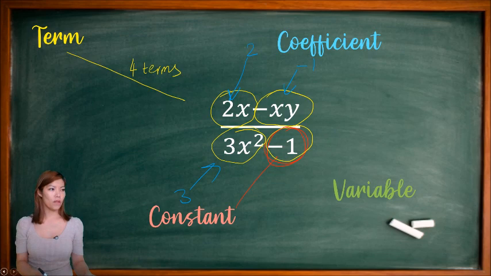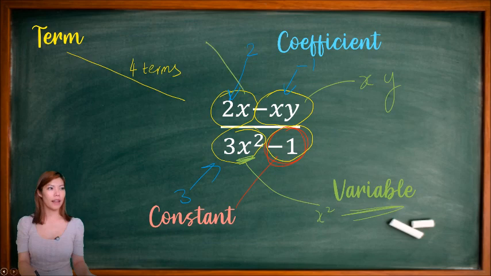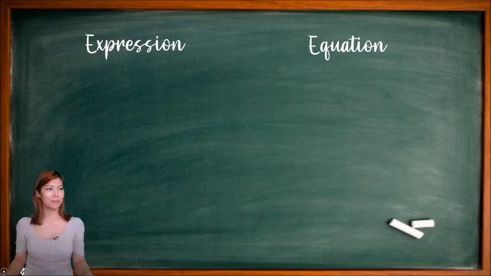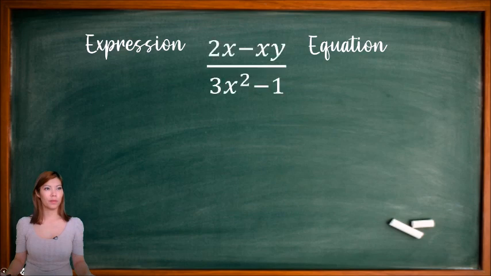And then, which of these are variables? Let's use green for variable. So the variable is x squared, or x and y here, and x there. It's a bit messy, but hopefully you get the gist. And then, what is the difference between expression and equation? This is an expression.